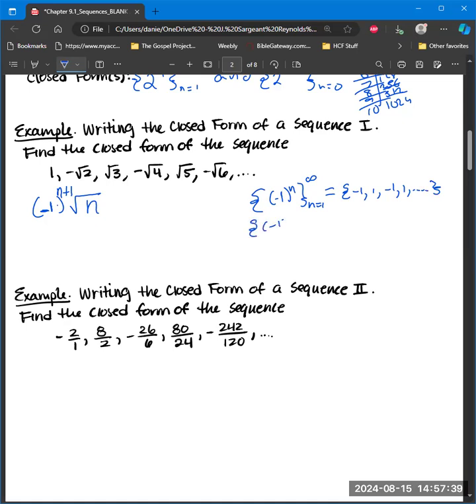Whereas (-1)^(n+1) from n equals 1 to infinity is going to be a positive 1, then a negative 1, then a positive 1, then a negative 1, and so on. Because this starts off with a positive term, I'm going to be looking at (-1)^(n+1), and that's why I chose that for my closed form here, n equals 1 to infinity.